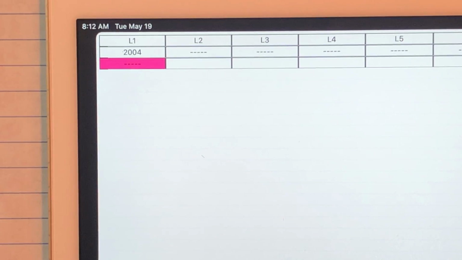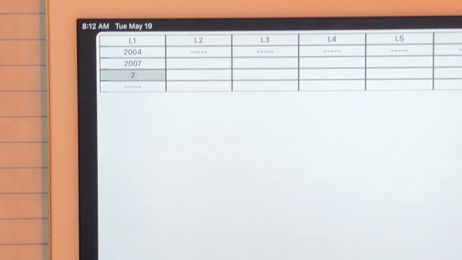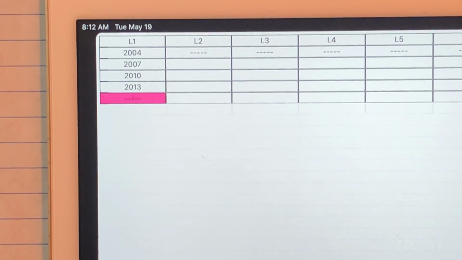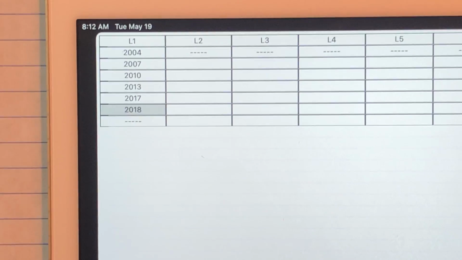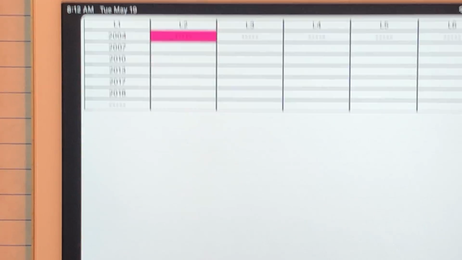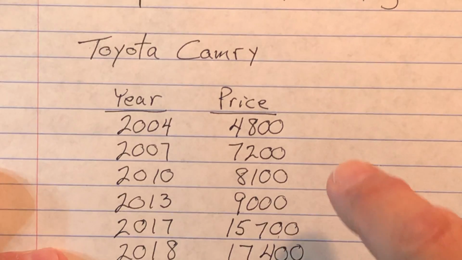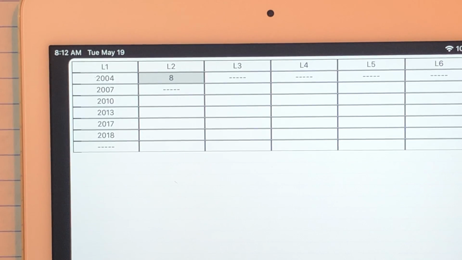2004, enter. 2007, enter. 2010, and so on. 2013, 2017, 2018. And then I'm going to use the right arrow key, right here, and it's going to bring me up to the top of L2, and now I'm going to enter my prices right here. So let's see, that's going to be $4,800.